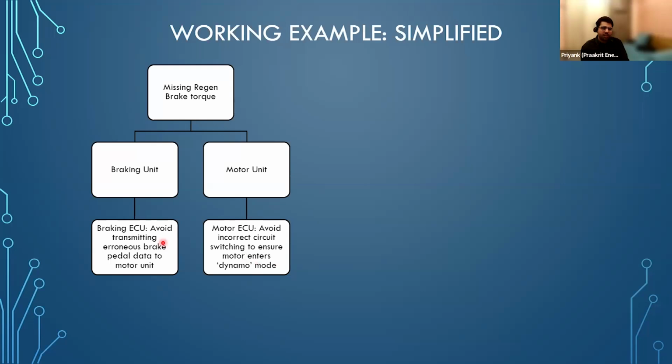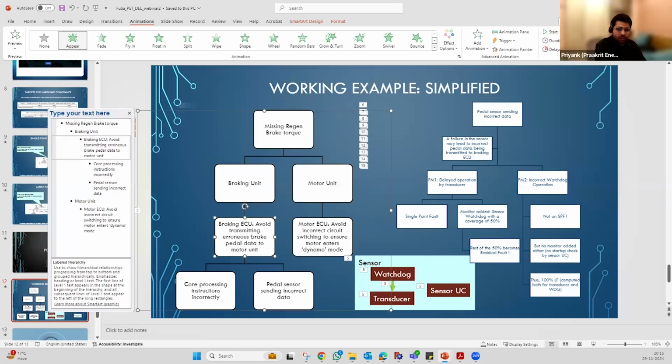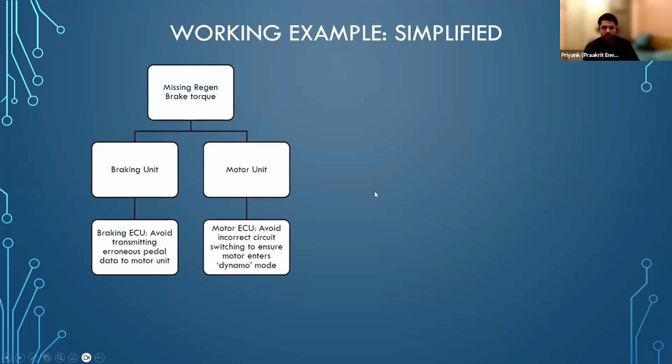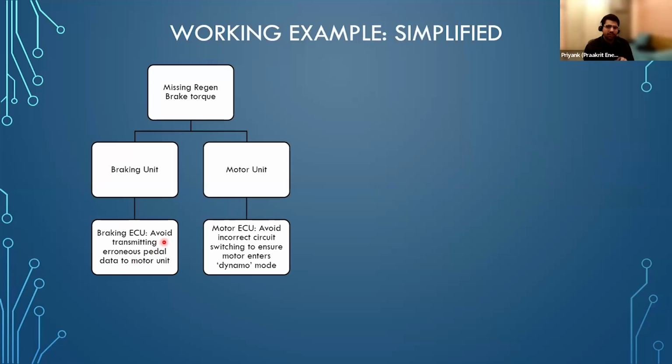What this means is that the brake ECU must process the pedal data correctly before it gives it to the motor unit. And the motor unit must make sure that it properly switches the motor from motor mode to generator mode, to create electricity to store in the batteries and reduce brake torque as a byproduct.